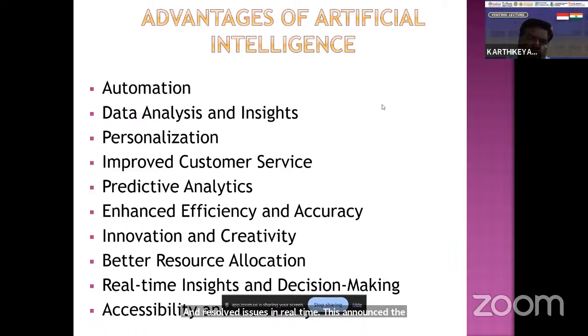And the next advantage is predictive analytics. Predictive analysis is valuable in various domains, including finance, healthcare, and manufacturing, etc. And the next advantage is innovation and creativity. Innovation and creativity is nothing but exploring solution spaces and generating new combinations of new ideas.